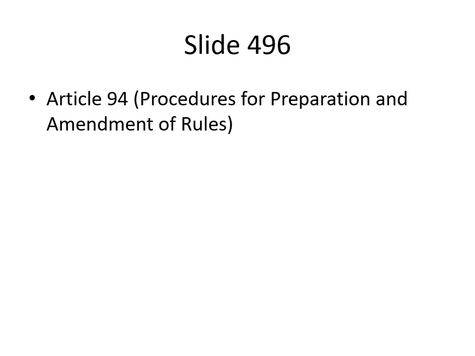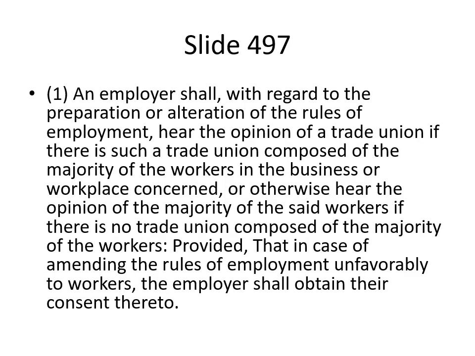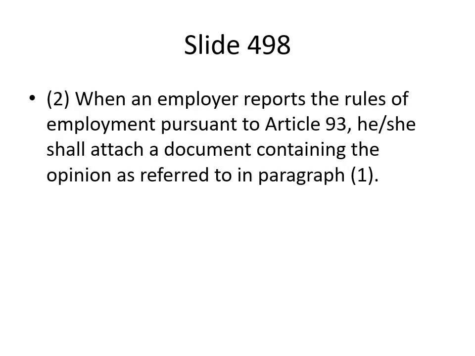Article 94. Procedures for preparation and amendment of rules. 1. An employer shall, with regard to the preparation or alteration of the rules of employment, hear the opinion of a trade union if there is such a trade union composed of the majority of the workers in the business or workplace concerned, or otherwise hear the opinion of the majority of the said workers if there is no trade union composed of the majority of the workers, provided that in case of amending the rules of employment unfavorably to workers, the employer shall obtain their consent thereto. 2. When an employer reports the rules of employment pursuant to Article 93, she shall attach a document containing the opinion as referred to in paragraph 1.